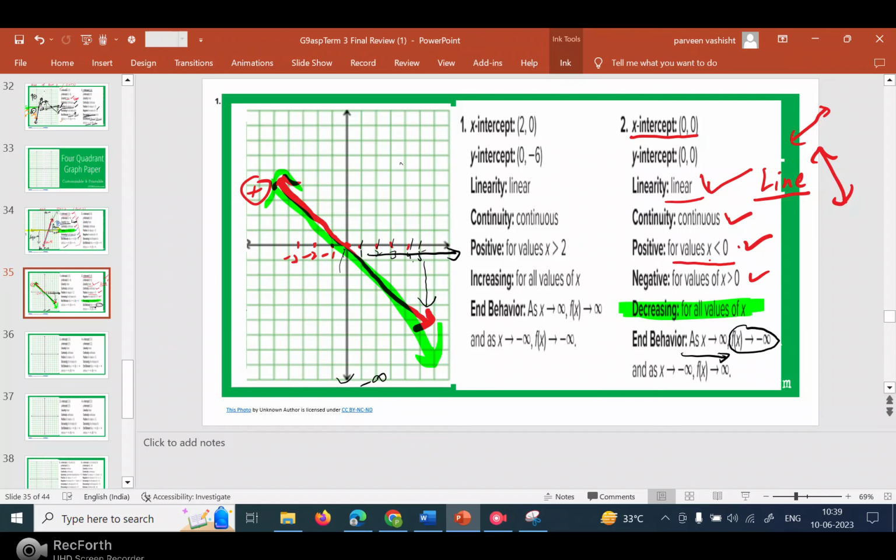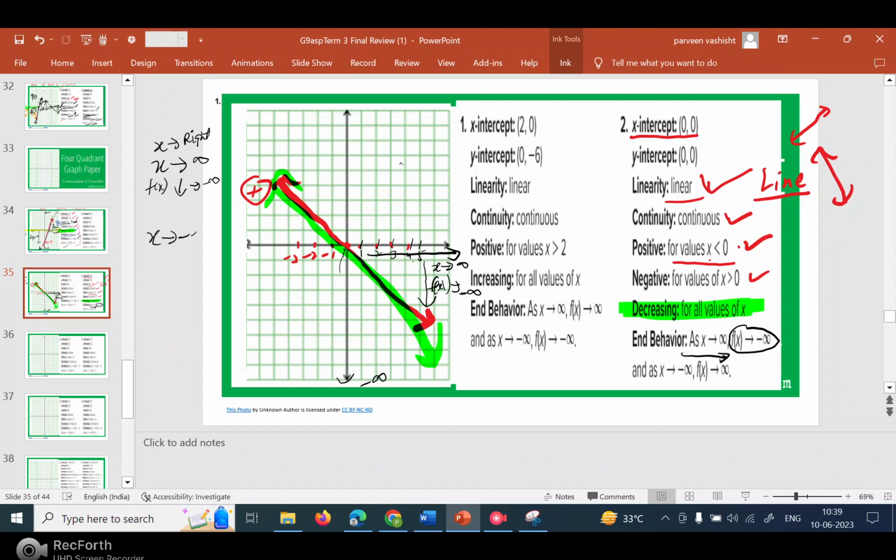Here we do not say y in the function, we say f(x). So f(x) is going where? Is it going to positive infinity or negative infinity? It is going to negative infinity. If x is going to positive infinity, meaning the right side, f(x) is going down. Look here, x going to infinity means x is going to the right side. So what is happening to f(x) or y? It is coming down, which means it is going to negative infinity.